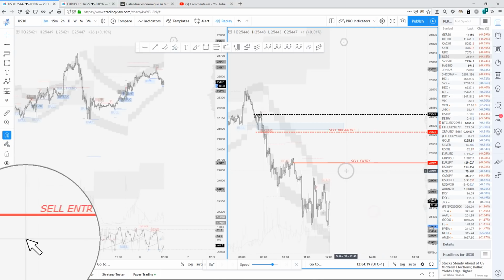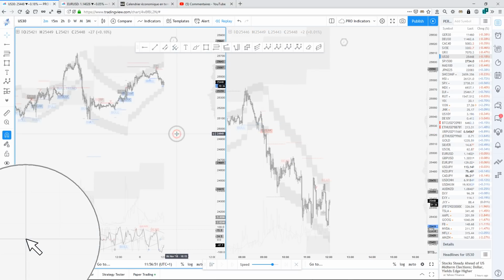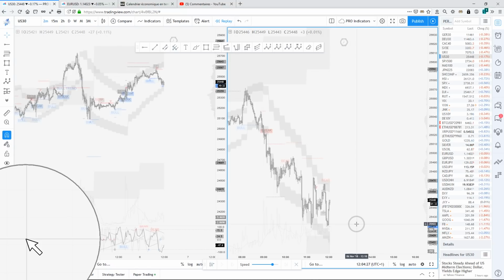I hate that. So, okay, I'm just going to remove the drawing tools to have a clean chart. But this is how you would have played when you're playing a single asset. Now, I'm going to show you a different way to trade, a way I do like. You just basically pick the one you're most comfortable with.